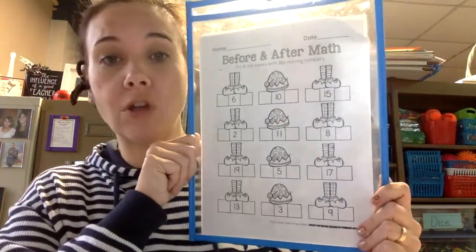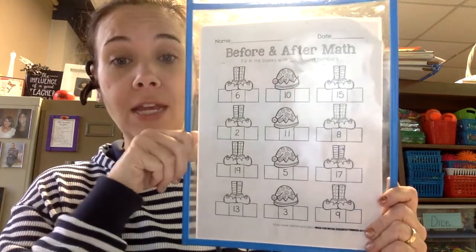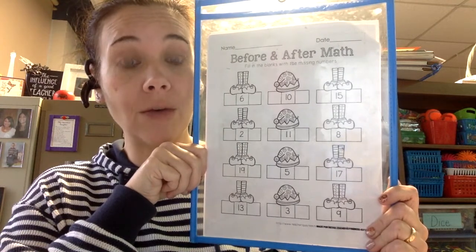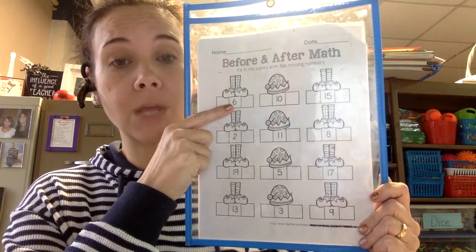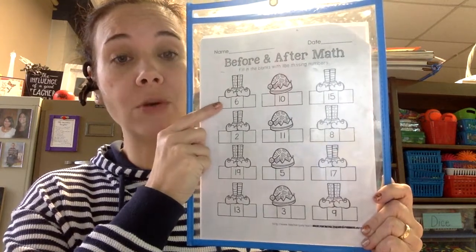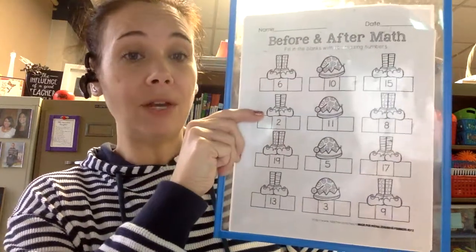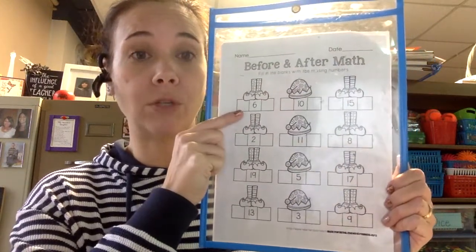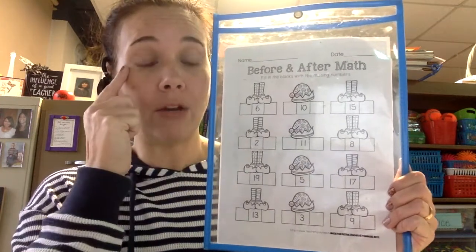The next thing you can do is in your green folder you have this page called Before and After Math. You see these funny elf feet and elf hats, and there's missing numbers here that you need to help figure out. So look here, we have a 6 in the middle. So we need to figure out what comes before 6 and what comes after 6. If you have a number line, you can use it. There is actually a number line in your green math folder with a gingerbread on it. So if you want, you can use that number line, or you can just think about it in your head when you're counting.